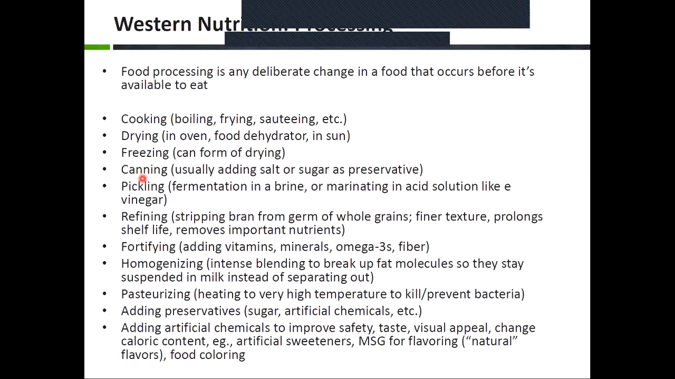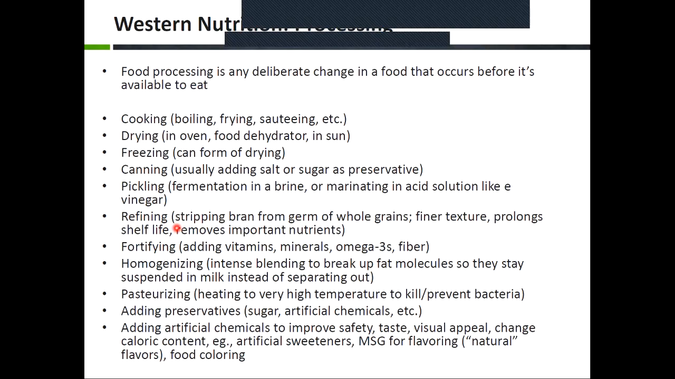Canning. Even if you get organic beans in a can, they're really salty and have preservatives added. Traditionally, salt or sugar were used as preservatives; nowadays they also add other chemicals. Then there's pickling, fermentation in a brine, and marinating in an acid solution like vinegar. Refining is the worst thing that they do.